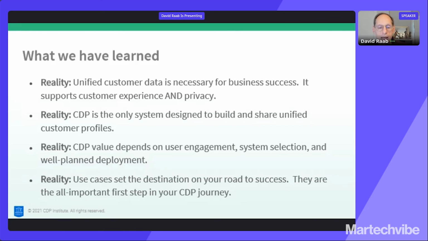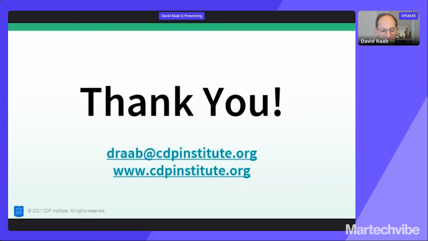Reality: CDP value depends on user engagement, proper selection, and well-planned deployment. It doesn't solve the problem by itself. You have to actually do work. You knew that. Finally, reality: use cases set the destination on your road to success. They are the all-important step in your CDP journey, so be sure to build your CDP use cases. And I believe we have finished, possibly early.